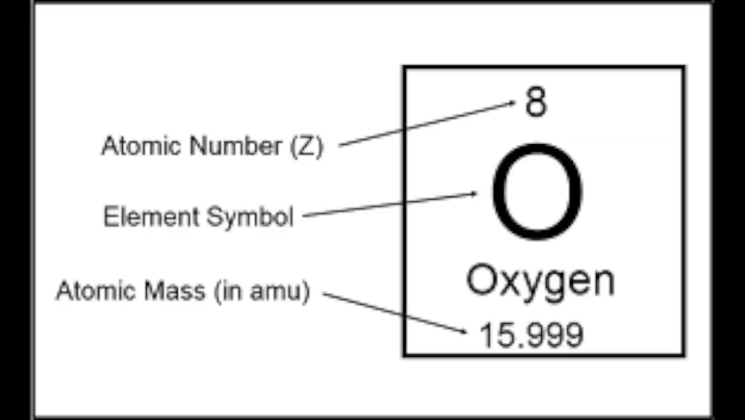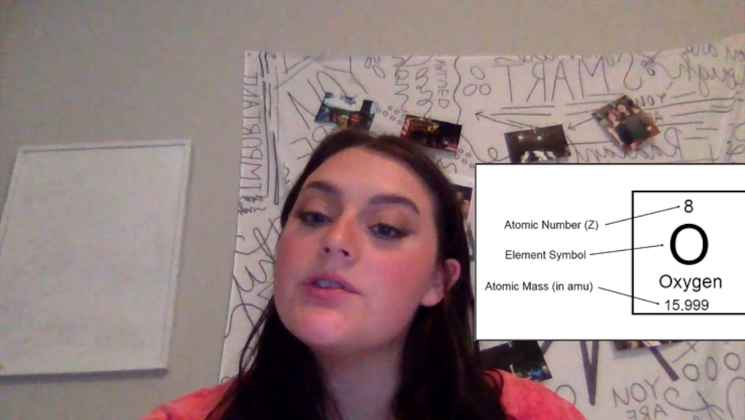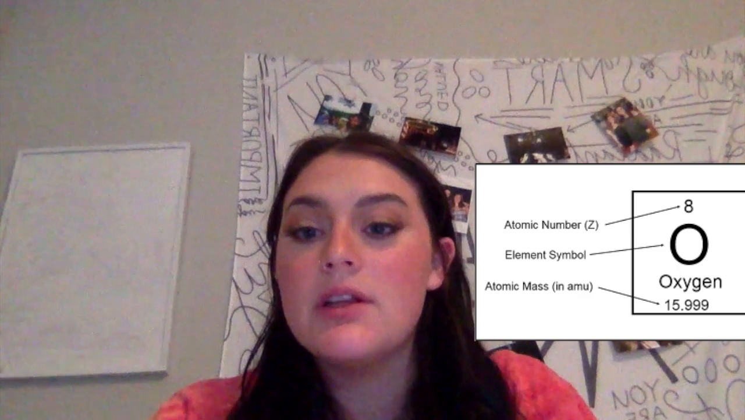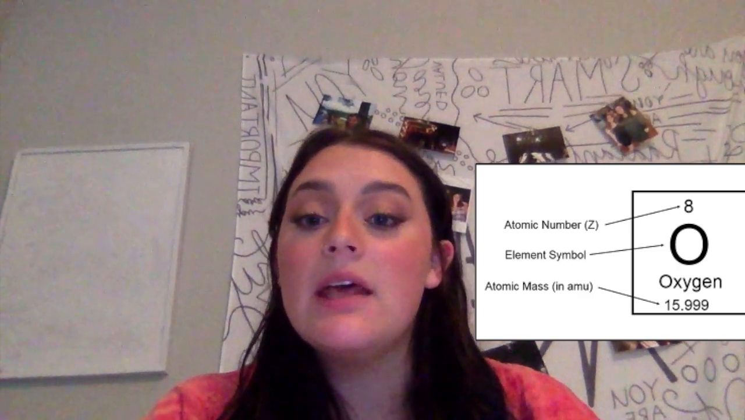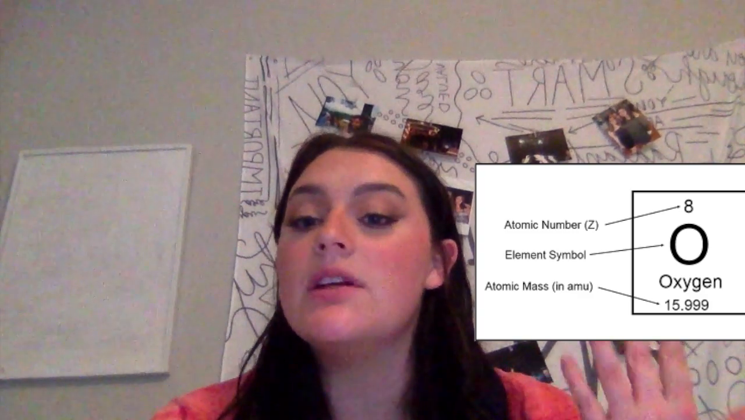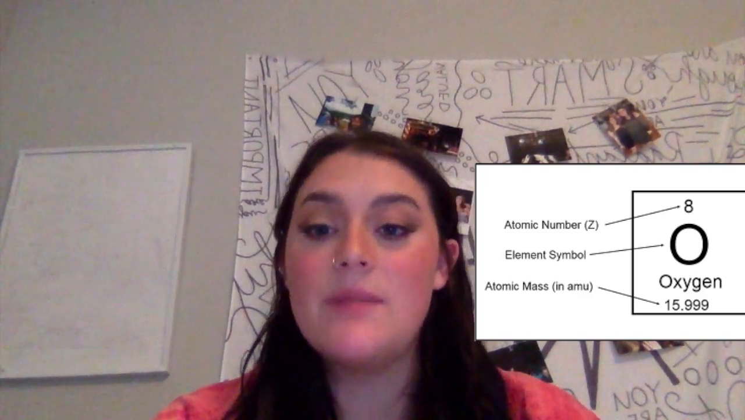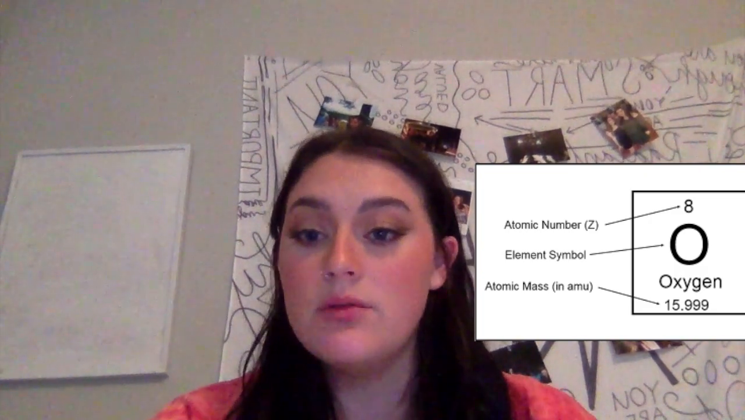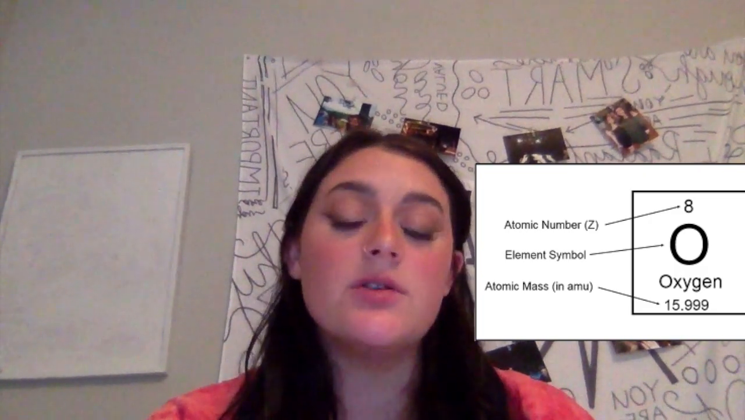The next number would be the mass number. The mass number is similar to the atomic number where it shows how many protons are in the nucleus of the element. But not only do we count the number of protons, we count the number of neutrons as well, which makes up the mass number. So the atomic number is protons only, but the mass number is protons and neutrons. So let's look at another example just to make sure that everyone understands.